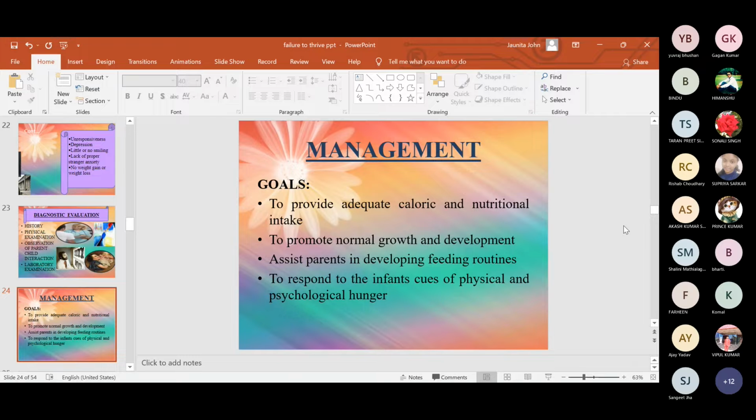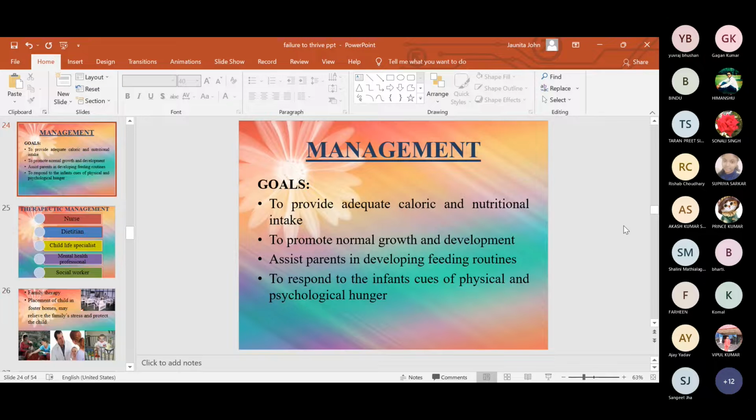First of all, we will be seeing there are certain goals to be managed in the management. First goal is to provide adequate caloric and nutritional intake to these particular kids so that the child is able to gain weight in order to do what? In order to be less lethargic as compared to the previous time or previous birth weight or previous weight.